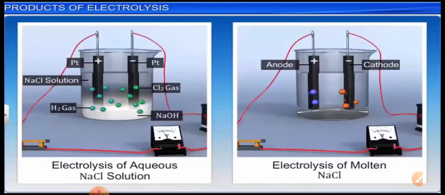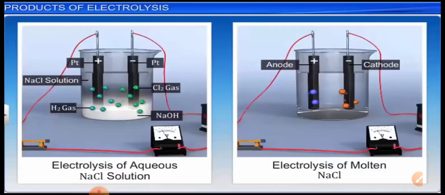First beaker has an aqueous NaCl solution, while in case of the second beaker we have molten NaCl, meaning the one and only chemical present is NaCl. Water is not present in the second beaker, while in the first case we have two components, one is the table salt and the other one is water. So in both cases we will find that a different kind of product is obtained.